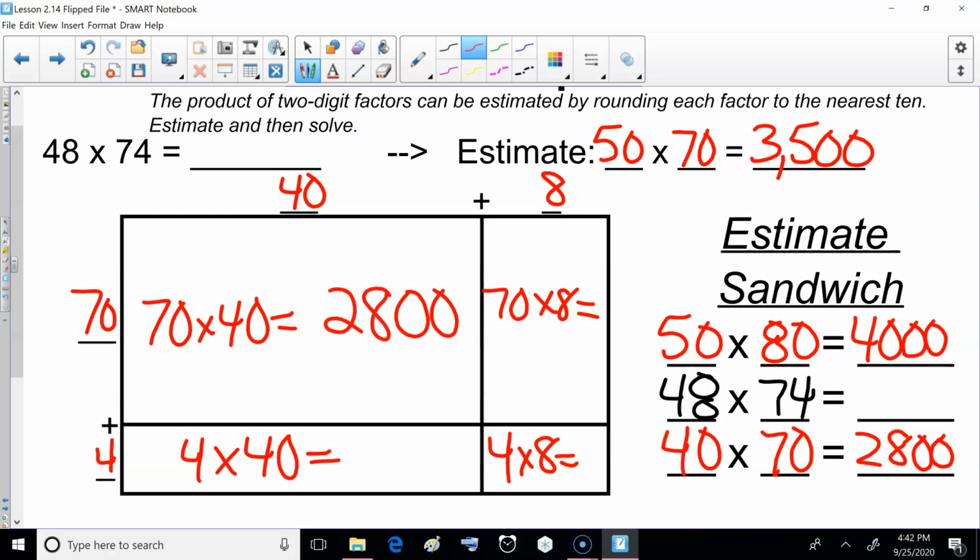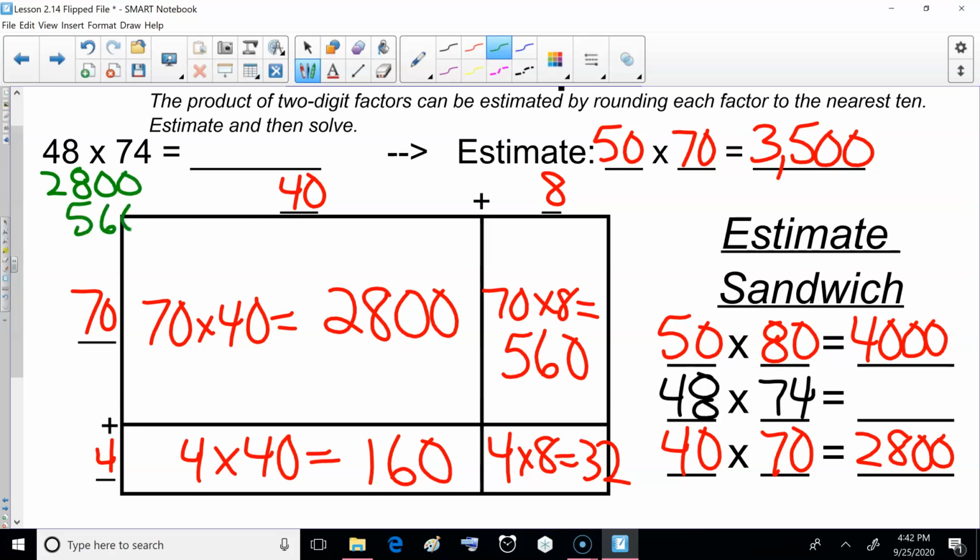So I have a 10 raised 70 is 7 times 10. So I'm going to do 7 times 8 is 56. 56 times 10 is 560. I'm going to take the 10 out and multiply it later. 4 times 4 is 16. 16 times 10 is 160. And 4 times 8 is 32. And I'm going to add up all these numbers in a different color because I have a little more space. I can see I got 2,800, 560, 160, and 32.